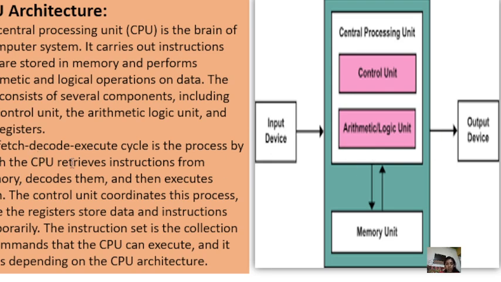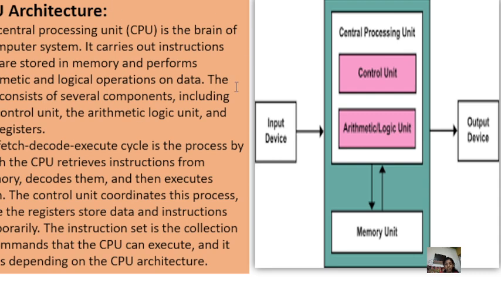They fetch, decode and execute, and it also follows the pipelining system. The fetch, decode and execute cycle is the process by which the CPU retrieves the instructions from the memory, decodes them and then executes them. The control unit coordinates this process while the registers store the data and instructions temporarily. The instruction set is the collection of the commands that the CPU can execute, and it varies depending on the CPU architecture.